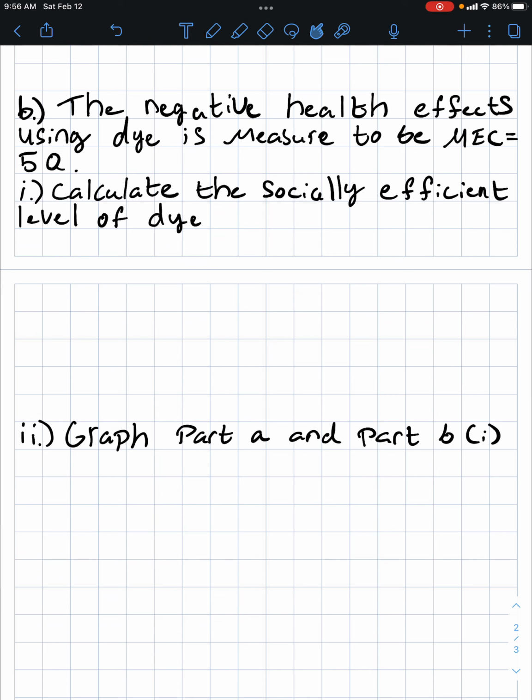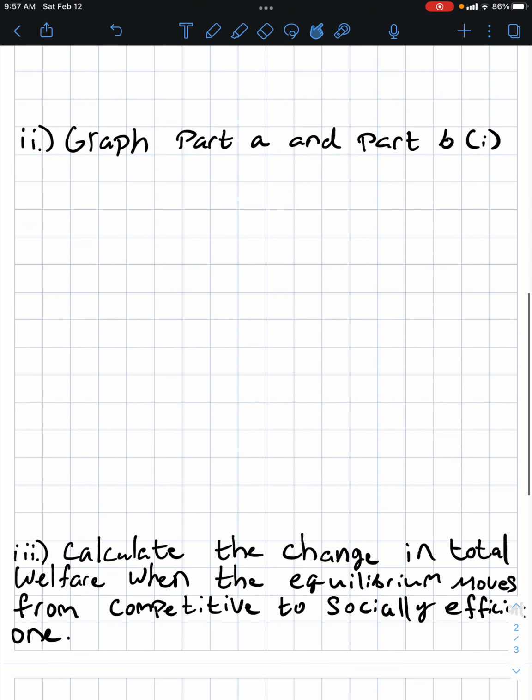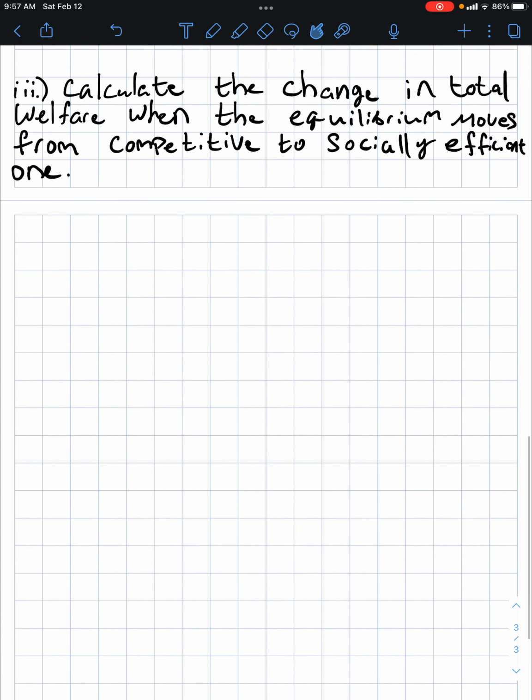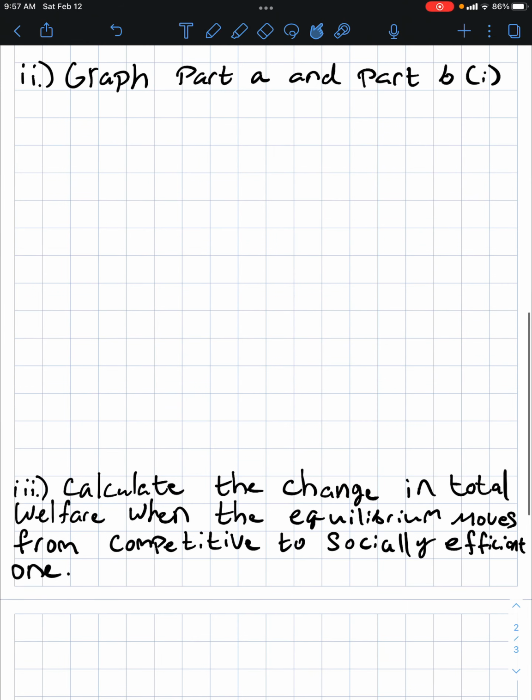Part B. The negative health effects of using dye is measured to be MEC, or marginal external costs, equal to 5Q. 1. Calculate the socially efficient level of dye. 2. Graph Part A and Part B1. Part C. Calculate the change in total welfare when the equilibrium moves from competitive to socially efficient one.